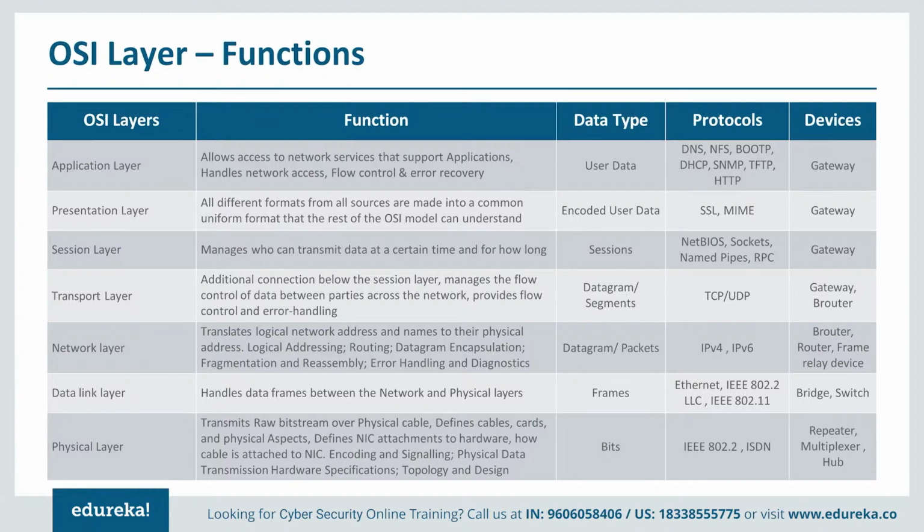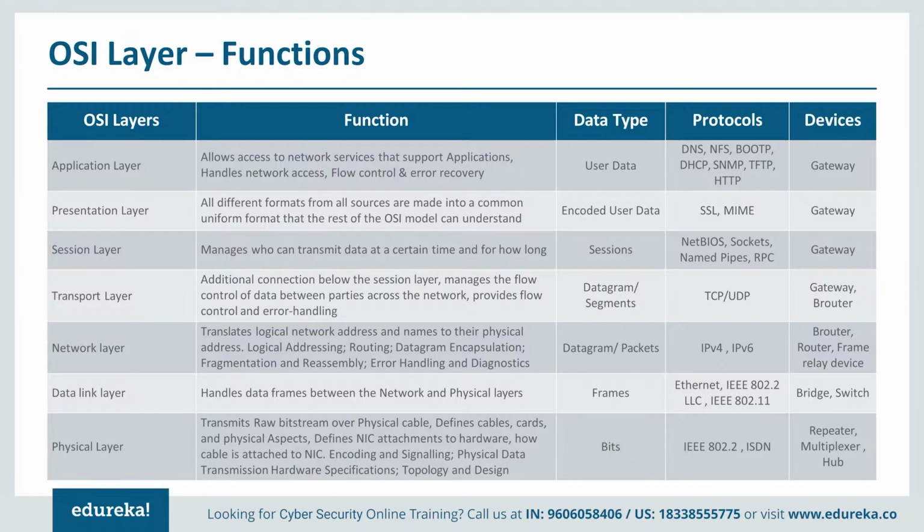The presentation layer works on SSL (Secure Socket Layer) and MIME, and the session layer uses NetBIOS, sockets, named pipes, and RPCs. These are the relay protocols. NetBIOS is similar to DNS, wherein it identifies a resource by name to an IP address, or an IP address to the names. And all these three layers, application, presentation, and session, have the gateway alone as the device.